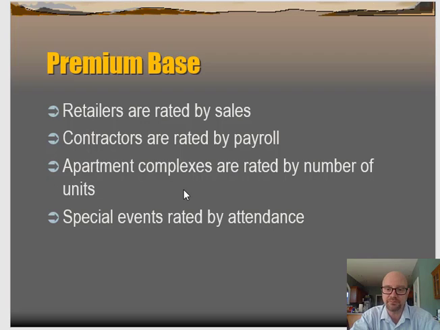Contractors, it's payroll. Apartment complexes, number of units. If you need liability insurance for a special event, how many people are you going to have in attendance? It's one thing to have an event with 100 people. It's another with 1,000. It's another with 10,000. Those are exponential increases in the attendance and likely are going to require exponential increases in the rate that you're going to pay for liability insurance. So these are just some examples of how we can standardize this.